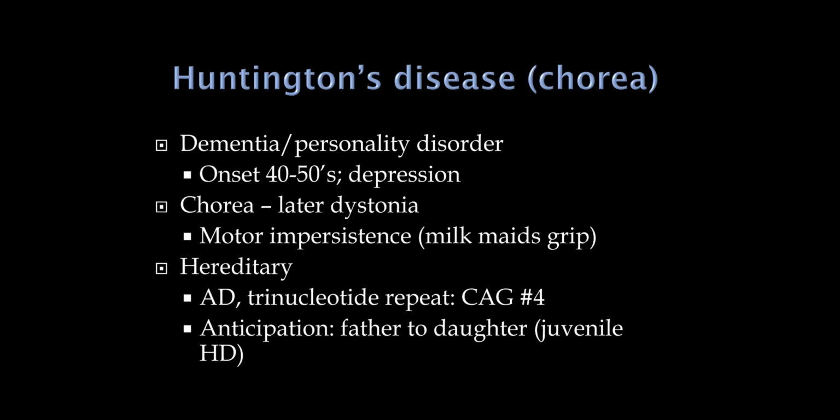The choreiform movements, which remember are quick, jerky movements, are most prominent for most of the course, but very late this kind of merges into a Parkinsonian dystonia syndrome. Early on, it's quick, jerky movements. And we can take advantage of the fact that these patients almost always have motor impersistence. And that means, for example, the patient's trying to tie their shoes and they just can't keep their hands down there for that activity. The hands keep jerking away.